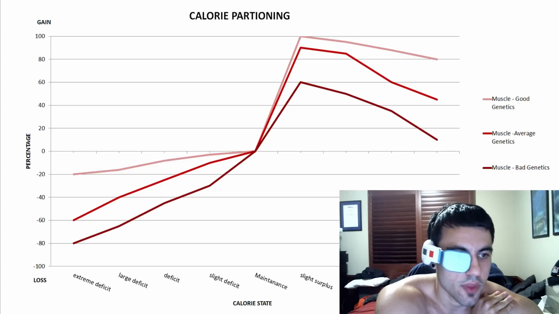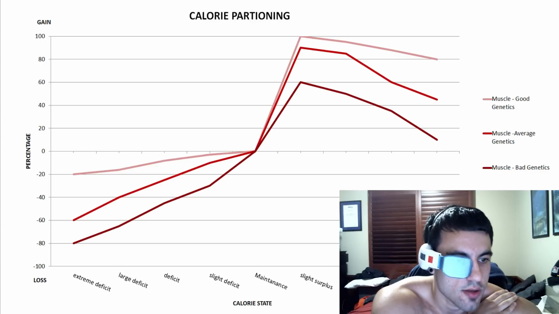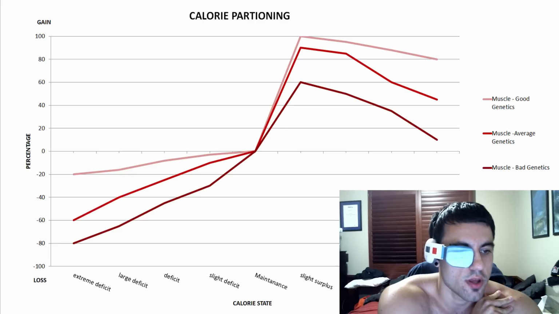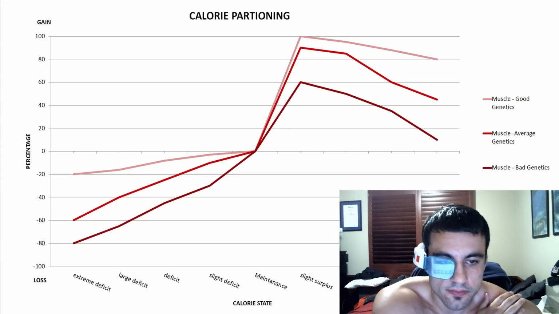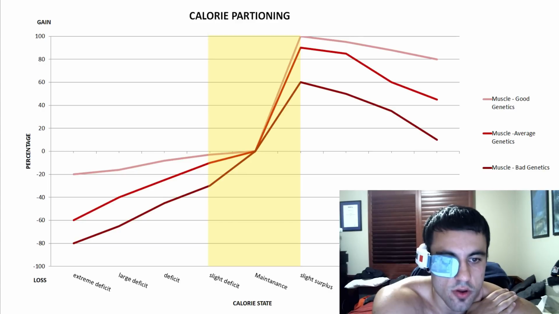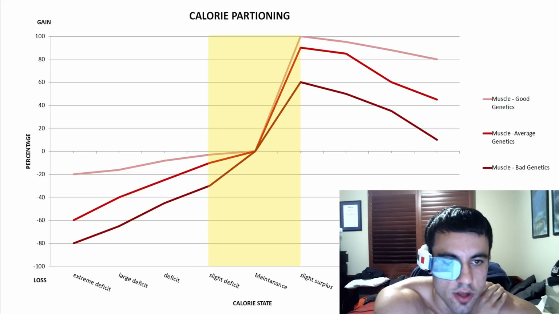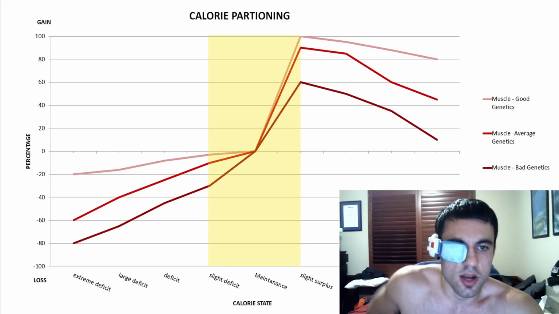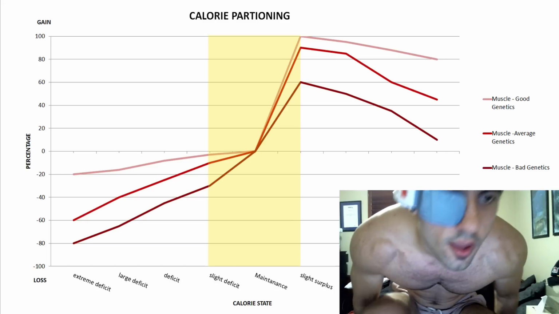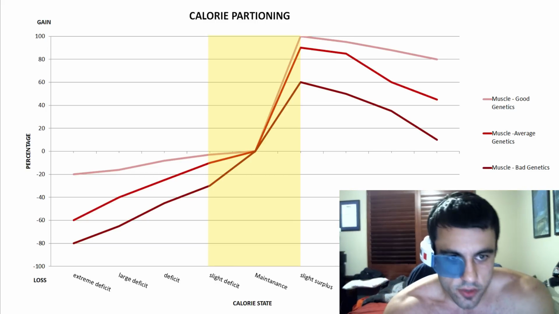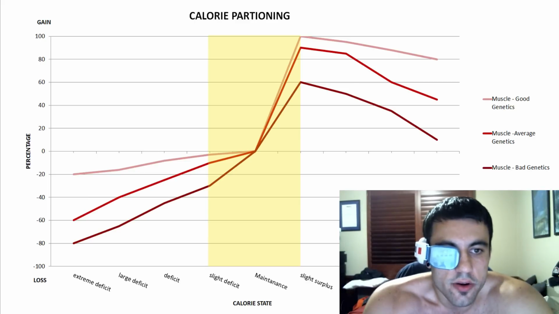So what do we have? We've got three here: good genetics, average genetics, bad genetics. So starting off with the really good genetics, what you're going to see is, as you have a slight deficit, you're going to get almost no muscle loss when you go to the left, and as you go to the right, when you overeat, you're going to get almost all of the calories going to muscle gain. And in another graph that you'll see later, it's going to have the opposite, which will be the fat, which correlates later in another graph again.